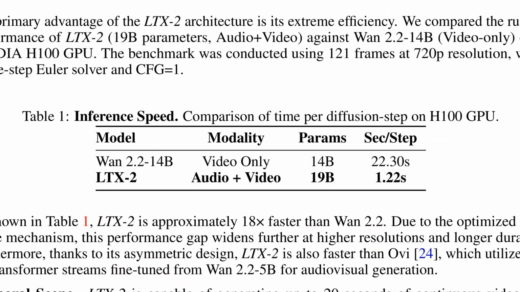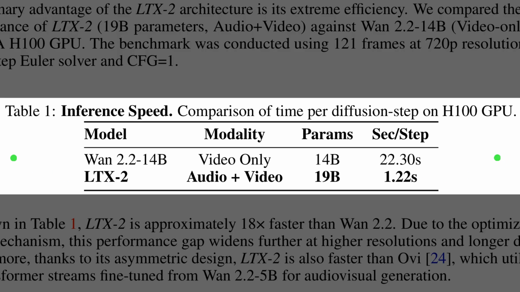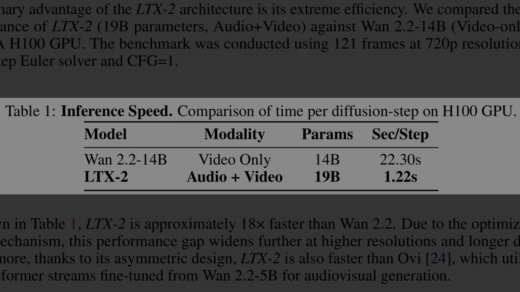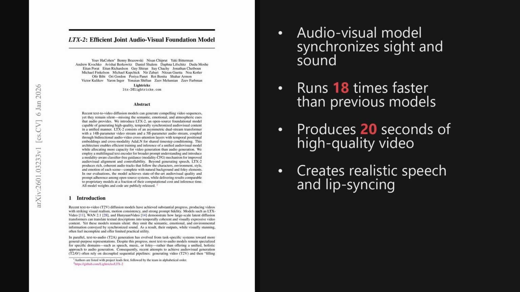Now, Table 1 demonstrates the practical payoff of this efficient architecture. It compares the model against WAN 2.2, a 14 billion parameter baseline that only generates video. Despite LTX-2 being larger at 19 billion parameters and handling both audio and video, the performance difference is massive. The baseline requires over 22 seconds per diffusion step. In contrast, LTX-2 completes the same step in just 1.22 seconds, offering an 18-fold speedup that significantly lowers the barrier for content creation.